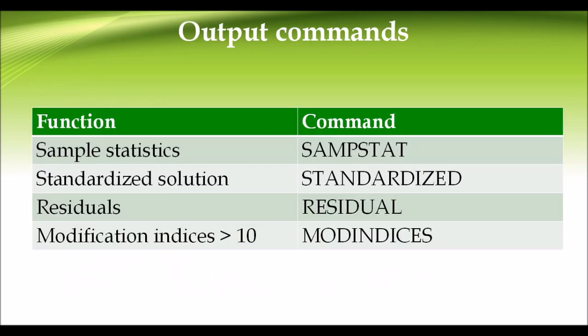Besides, there are some other commands also. These are also output commands. In output, for example, if I want to use the function like sample statistics, I will use the command samp stat. If I need standardized solutions, then I'll simply write standardized. If I need residuals, I will simply write residuals. If I need modification indices, then I will write mod indices.